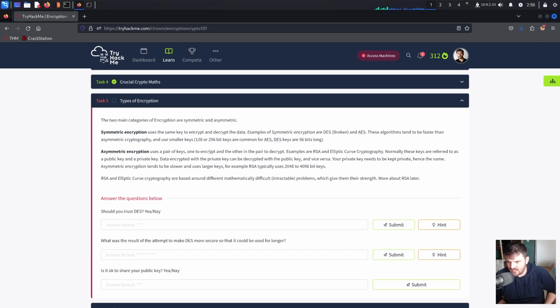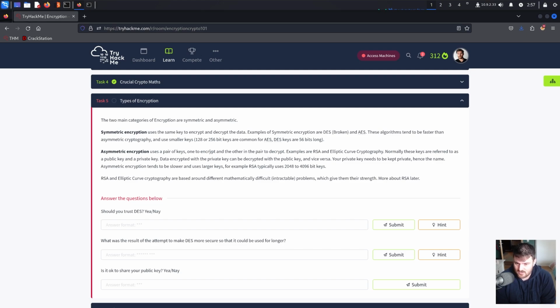Asymmetric encryption uses a pair of keys, one to encrypt and the other in the pair to decrypt. Examples are RSA and elliptic curve cryptography. Normally these keys are referred to as a public key and a private key. Data encrypted with the private key can be decrypted with the public key and vice versa. Your private key needs to be kept private, hence the name.